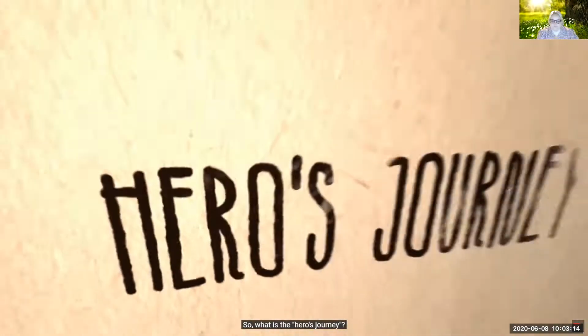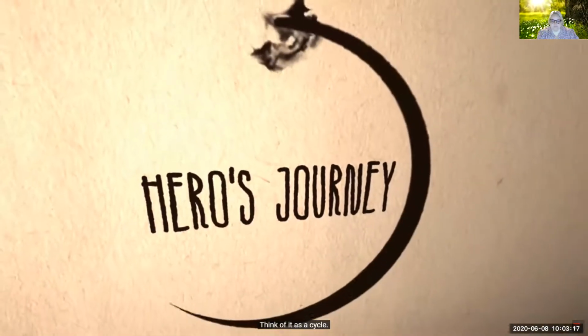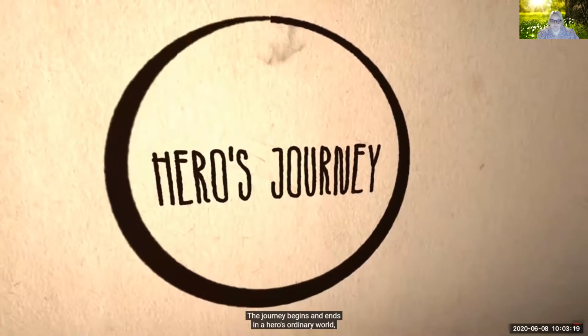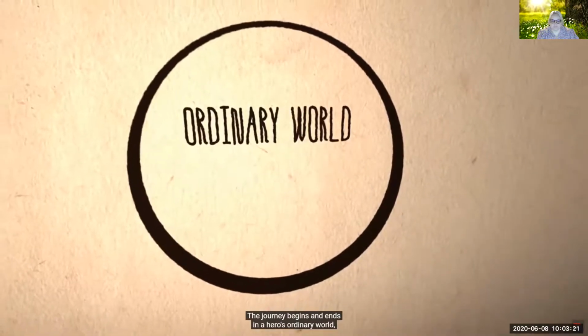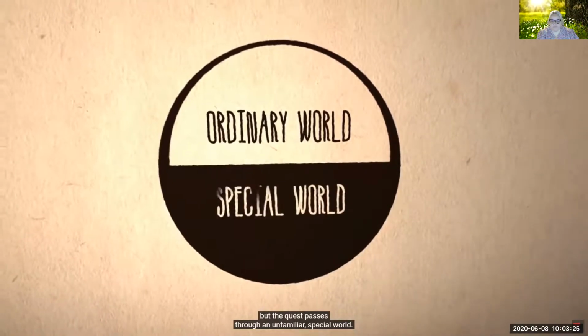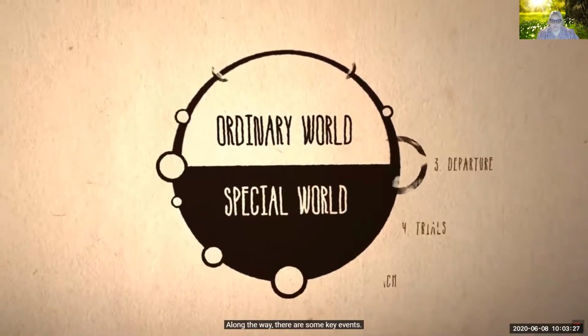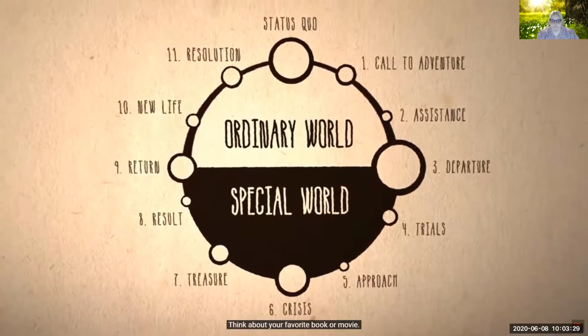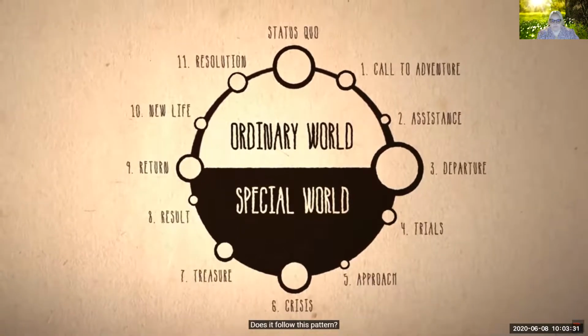So, what is the hero's journey? Think of it as a cycle. The journey begins and ends in the hero's ordinary world, but the quest passes through an unfamiliar, special world. Along the way, there are some key events. Think about your favorite book or movie. Does it follow this pattern?